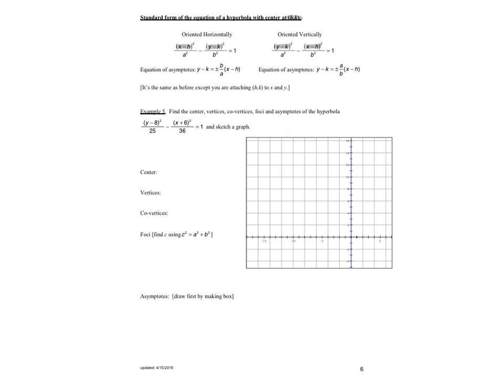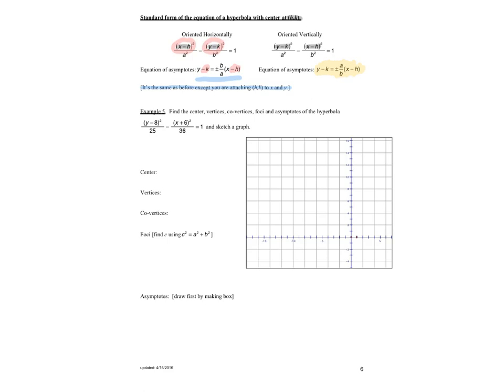The horizontal orientation still works the same way, as does the vertical orientation. A, B, and C can still be interpreted as distances on that graph from the centre to our vertices, our co-vertices, our foci. The one thing that looks a little bit nastier is the equation of our asymptotes, but all we've done is that same transformation to x and y in the equation for the asymptote. So before, for our horizontal orientation, it was y equals plus or minus b over a times x. Same deal here, except we've now got a minus k and a minus h in play. Similarly for the vertical orientation also. So we're just trying to simplify matters here and say it's the same as before, we just attach h to x and k to y.